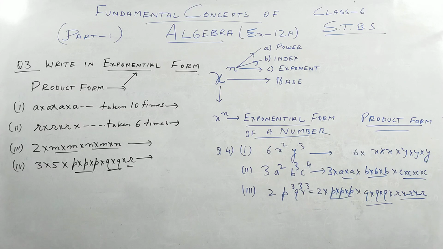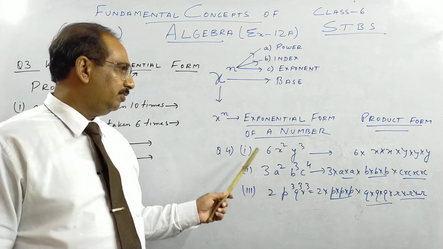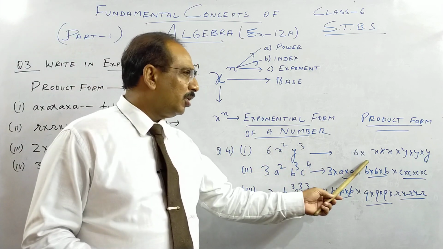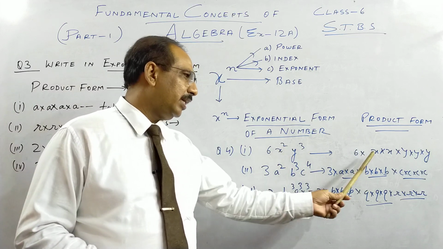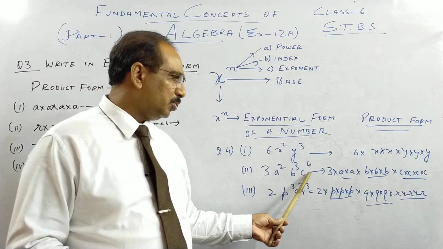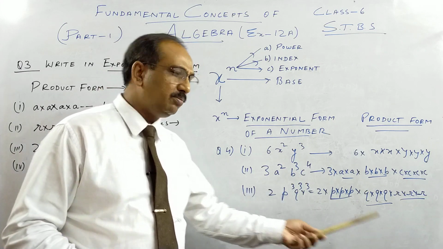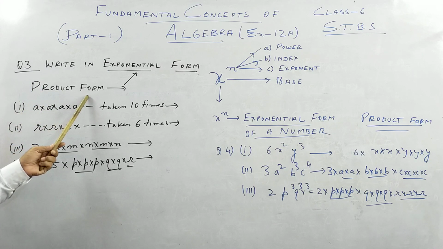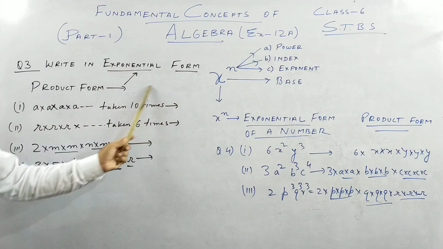So children, next we move on to question 4, which I started with. Exponential means in power form. Then for product, square we write twice, cubed we write 3 times, to the power 4 we write 4 times. Just the opposite in question 3. We have it in product form, and you write it in exponential form.